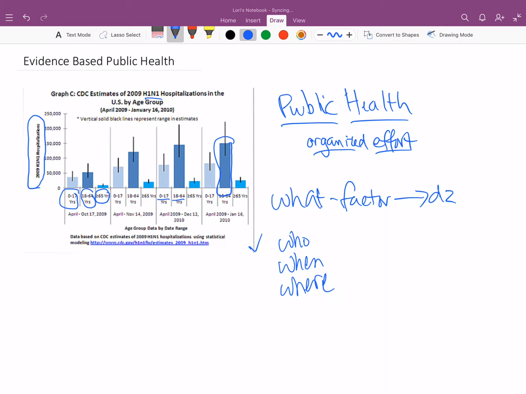And the above 65 category is open-ended. We could get all the way up to centenarians and above, but that age group kind of tapers off.